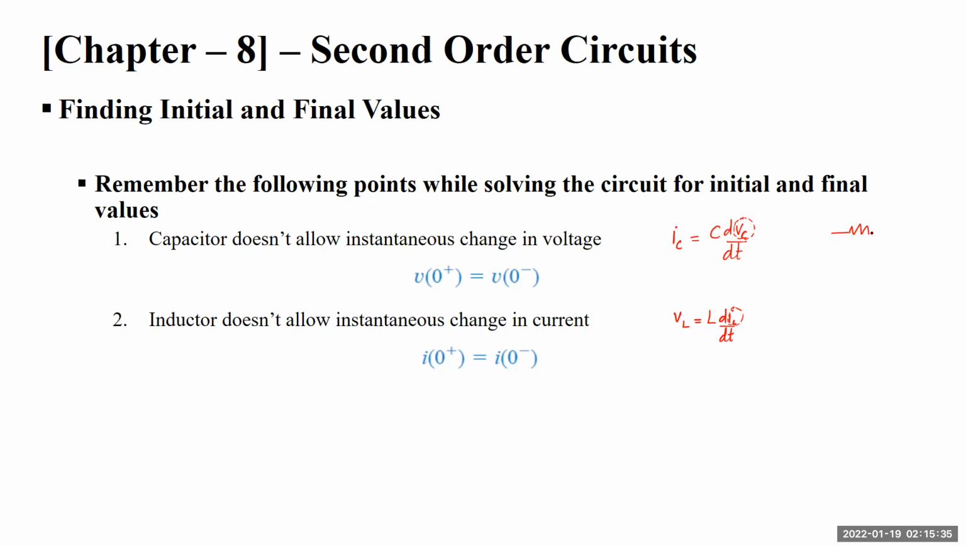A resistor is again a passive element, so the voltage across the resistor and the current through the resistor can both change instantaneously. Whereas for a capacitor, this is the symbol for a capacitor, and this is the symbol for the inductor. For an inductor, the current through the inductor cannot change instantaneously, and the voltage across a capacitor cannot change instantaneously. Keeping these points in mind, let's solve a couple of questions to clarify these concepts.